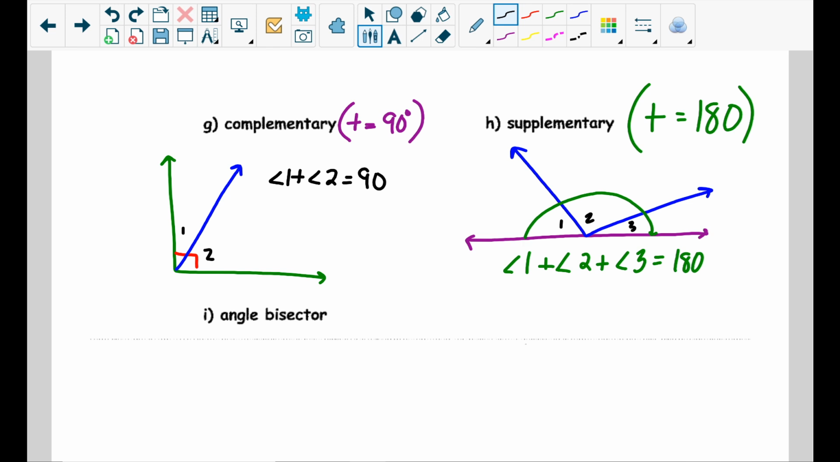Again, there can be more than 2 angles. Supplementary adds up to equal 180. And linear pair adds up to 180. Those are our 3 options right now. 180 or 90. There's really only 2.